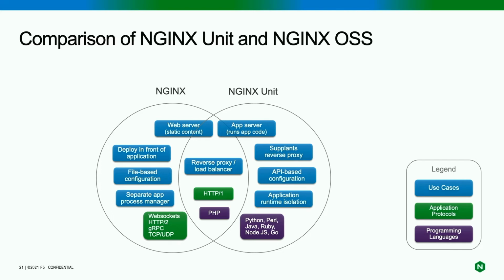And it is, like I said before, API first-based configuration, and it allows you to build applications in all of these languages in a polyglot approach. So Python, Perl, Ruby, Node.js, Go, Java as well, and PHP. Whereas with NGINX open source, the only application gateway tool we have is PHP. We can actually run PHP-FPM and run PHP code through there.